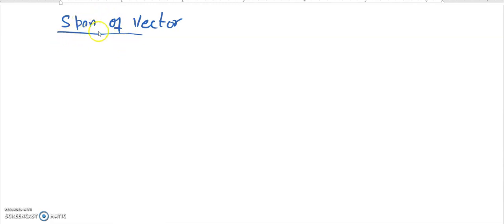The topic is a span of vectors. If we have, say, for example, some vectors u1, u2, and so on up to um in Rn, which means that each of these u vectors is of dimension n. That means each u has n components.